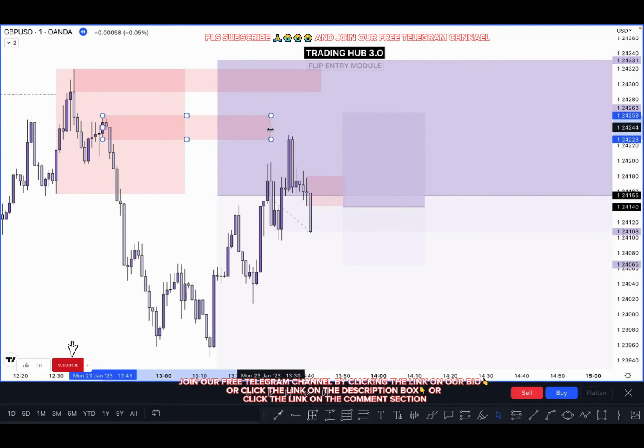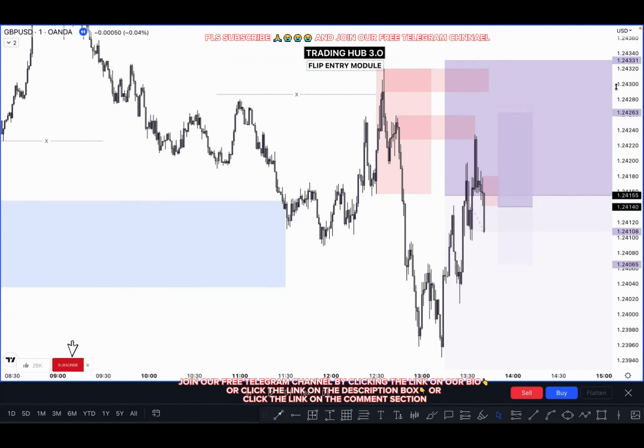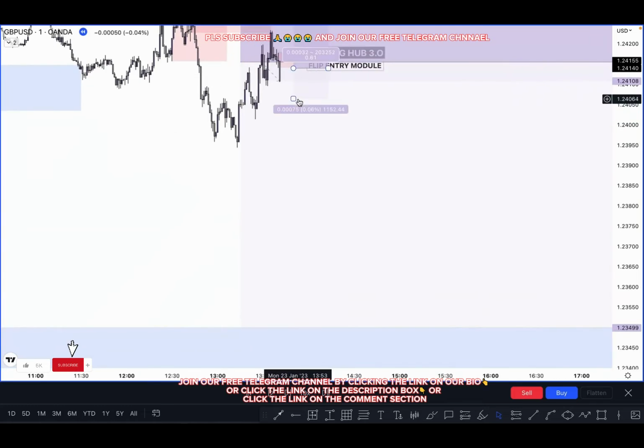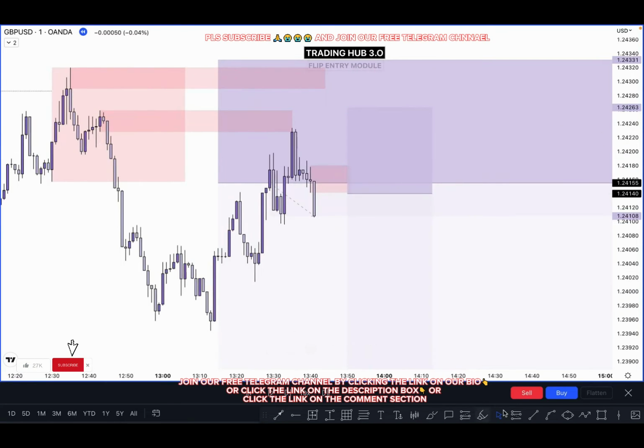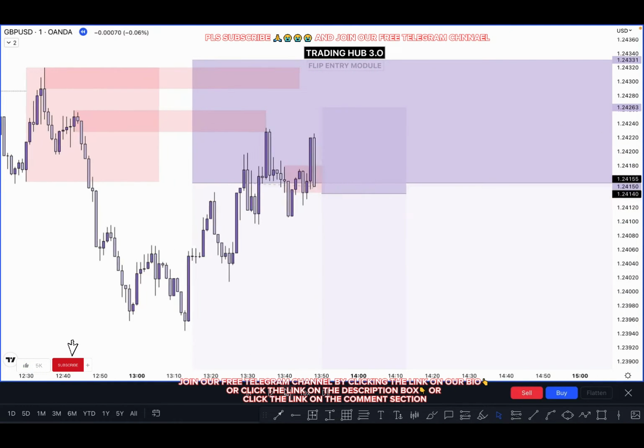Okay, because price already mitigated the 1 minute refined order block, which is here. And where is your target? Your target is the same, which is here, almost 5 hours away. Okay, so this one is our next possible entry. So let's see what happened next after this one. Okay, all right, market continues to go higher.